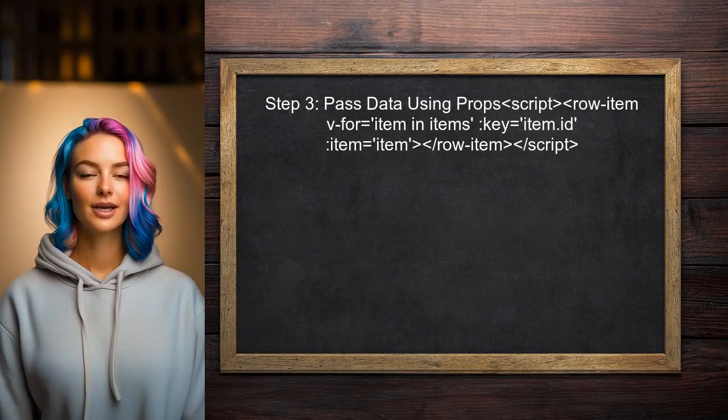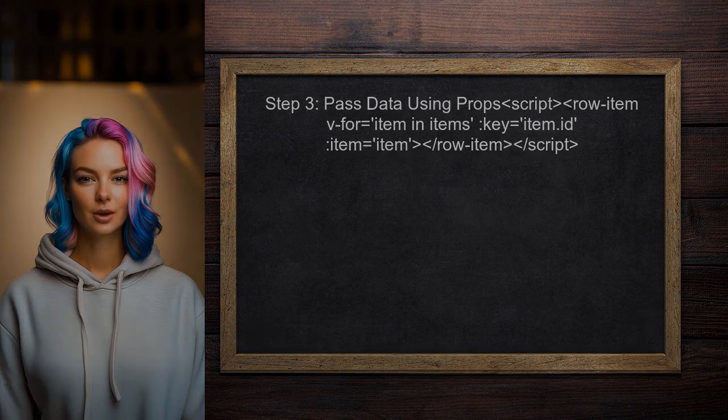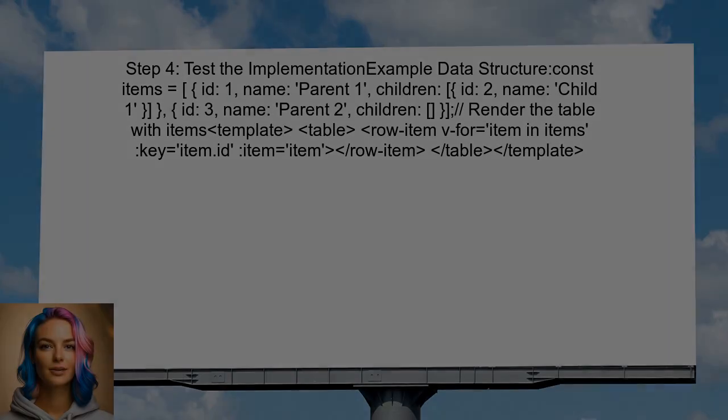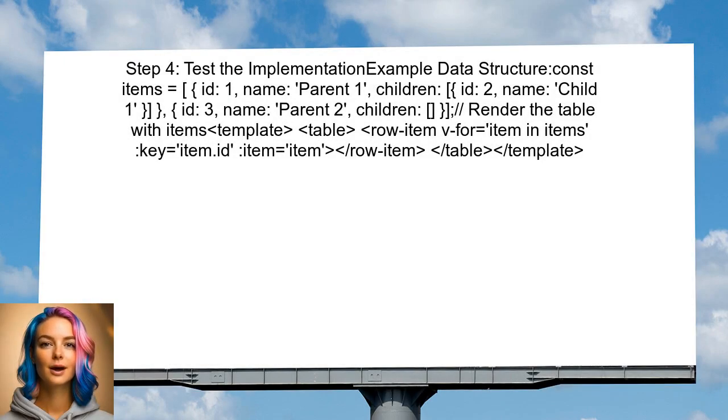Now, the user should ensure that the parent component passes the correct data to the row component. This involves using props to send the item data down to each row. Finally, the user can test the implementation by rendering the table with nested data. They should ensure that clicking the toggle link correctly shows or hides the child rows.